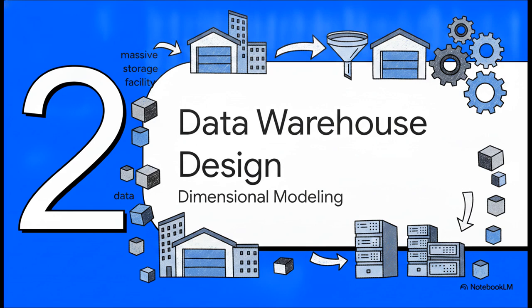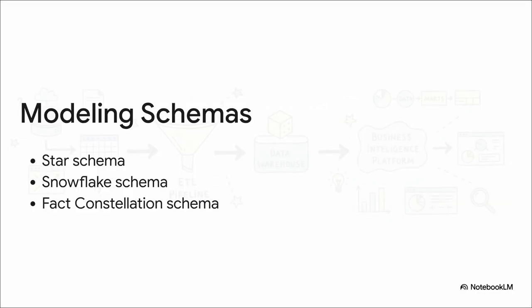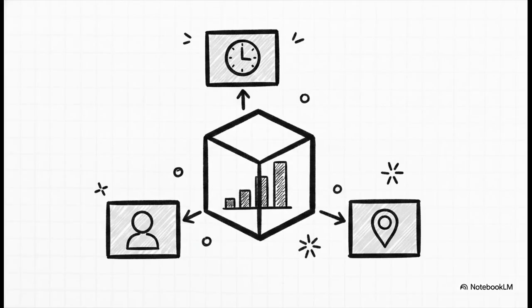Moving right along to milestone 2, building the data warehouse. To handle enterprise-scale information, modern companies can't just dump data into a warehouse and hope for the best. They organize it using specific logical blueprints called modeling schemas. Whether you're using a star schema, a more normalized snowflake schema, or a complex fact constellation schema, these models allow a business to seamlessly map out the tangled web of relationships between their daily inventory, global supply chains, and minute-by-minute sales.